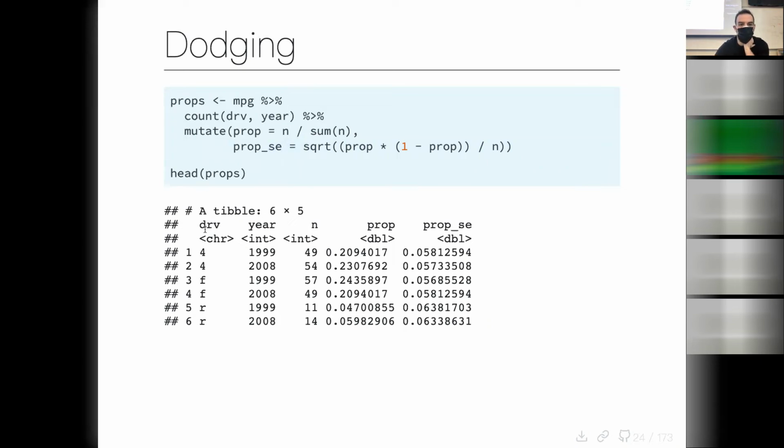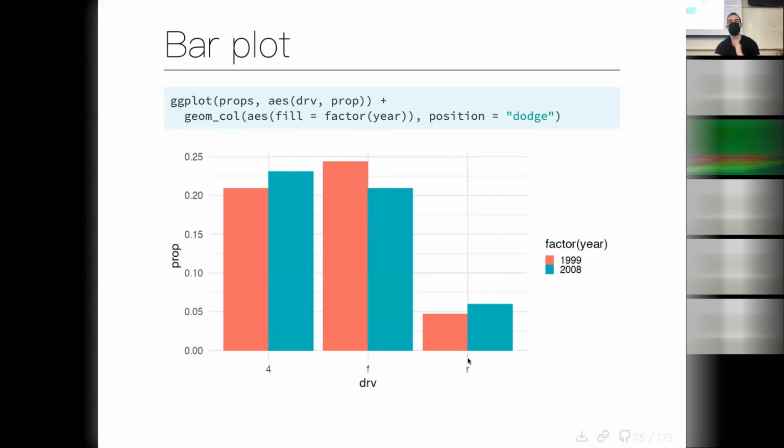This is just the first 6 rows, but 4-cylinder in 1999, 4-cylinder in 2008. Or 4-wheel drive rather. 4-wheel drive, 1999, 2008. Front-wheel drive, rear-wheel drive, 1999, 2008. Okay, and so we have the proportion in each of those for each year and the standard errors around those. So I could start out, yep.